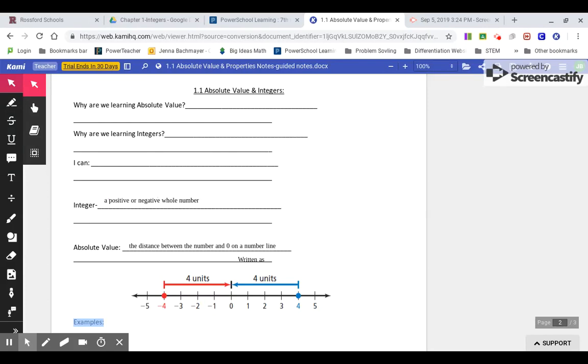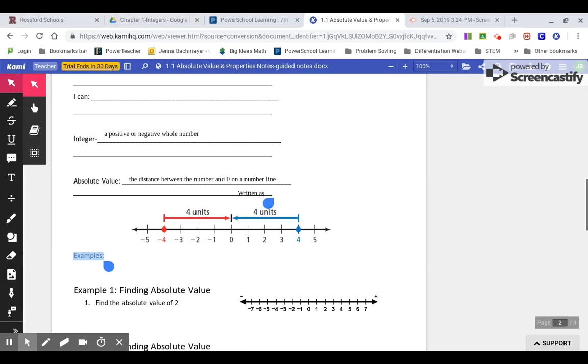Hi, we are talking about 1.1 absolute value in integers today. We are jumping down to where we see the word integer. So an integer is a positive or negative whole number. The absolute value is the distance between the number and zero on a number line.